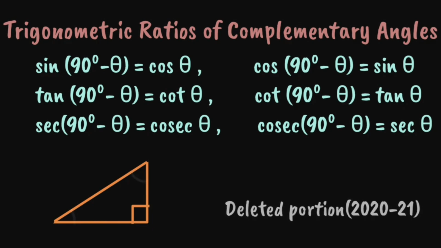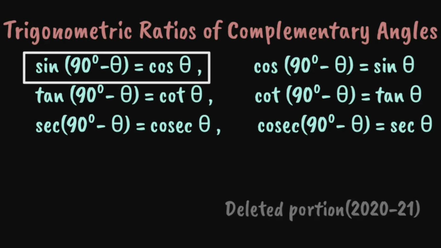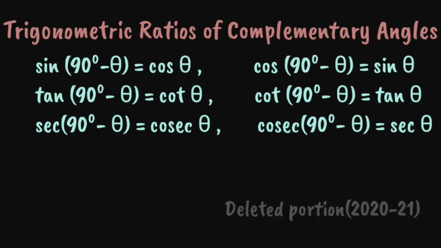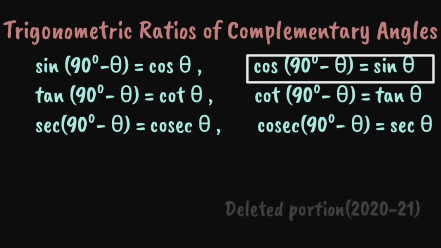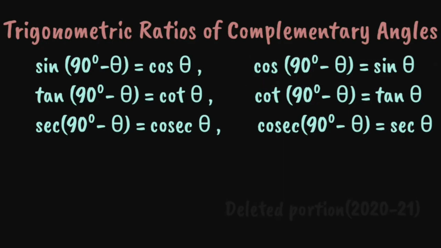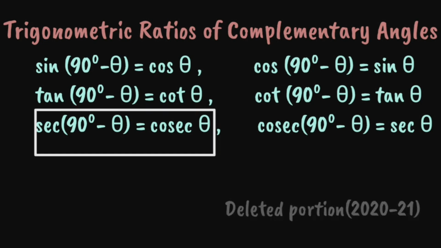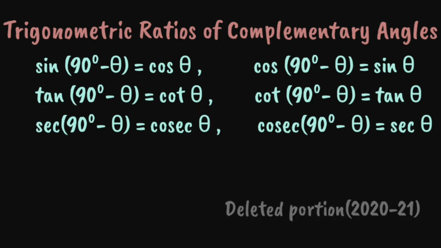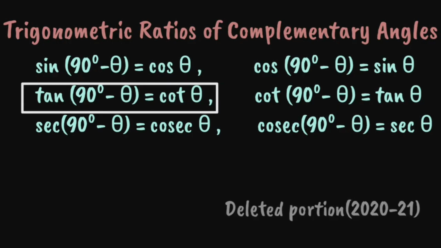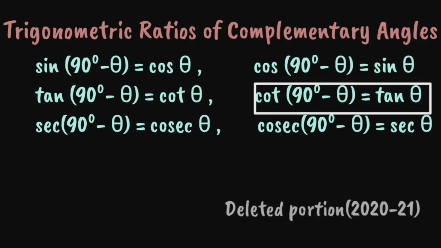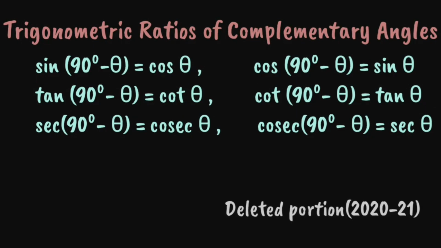So using this fact, we can have these equations. What are they? Sin 90 minus theta equal to cos theta. Cos 90 minus theta equal to sin theta. Then cosec 90 minus theta equal to sec theta, and sec 90 minus theta equal to cosec theta. Then tan 90 minus theta is equal to cot theta, and cot 90 minus theta equal to tan theta.